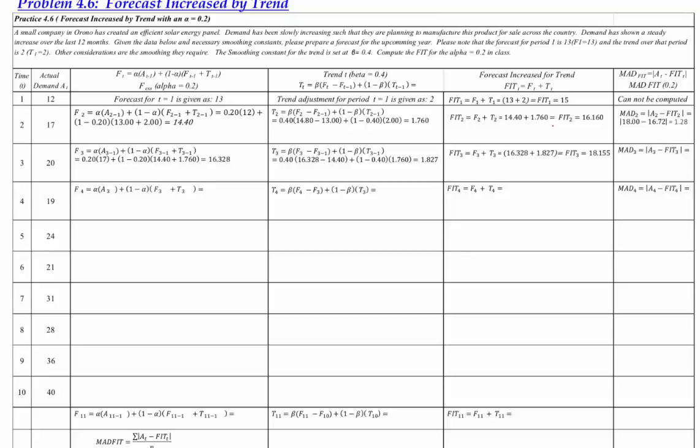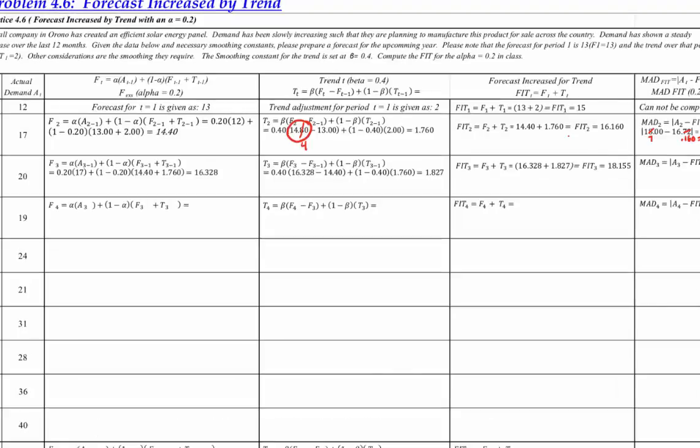The purpose of this video is to explain how to complete problem 4.6, which is forecast increased by trend. So what you can see in front of you is a blank document, the one you have posted to Blackboard as well as being passed out in class. So you can see there's a couple of things you need to update on yours. So first one is right here. This is not an 8 but a 4.